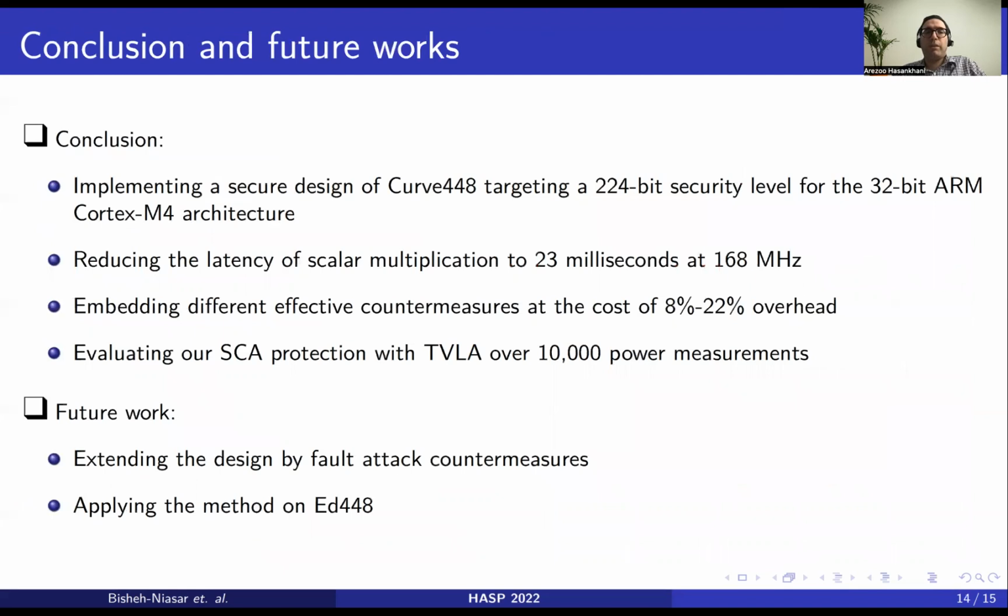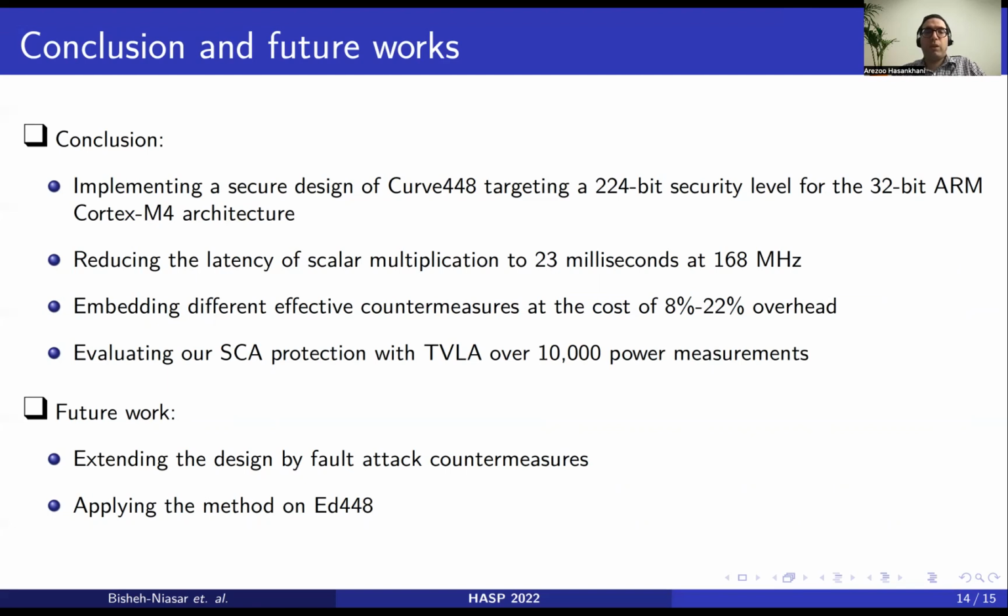To conclude, we implement a secure design of Curve448 using these techniques over the ARM Cortex-M4 architecture. Our results show that we need only 23 milliseconds to perform one scalar multiplication at 168 megahertz. We also implement several countermeasures at the cost of an 8 to 22% performance overhead. Our protected design was also evaluated against SCA attacks using the TVLA method over 10,000 power traces.